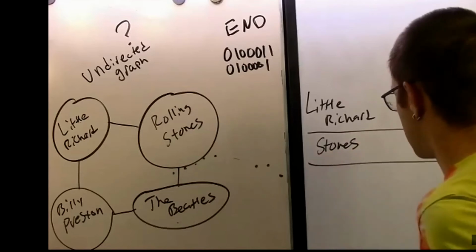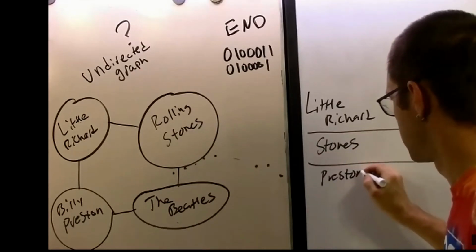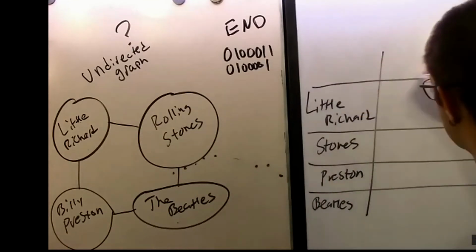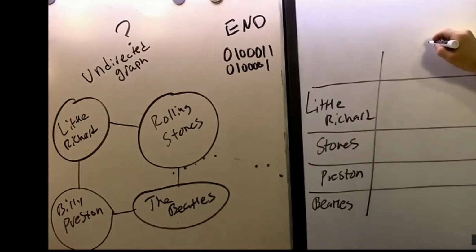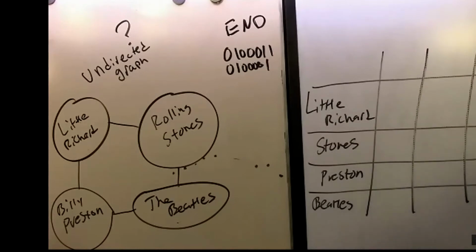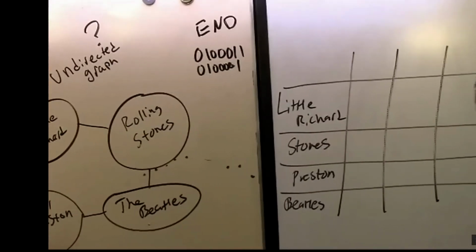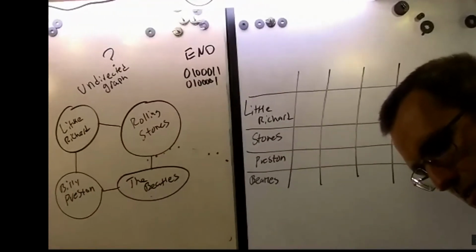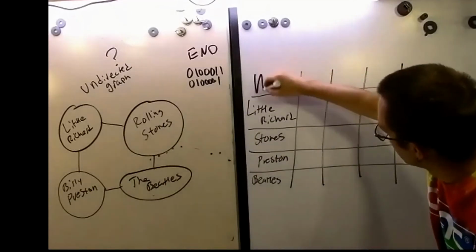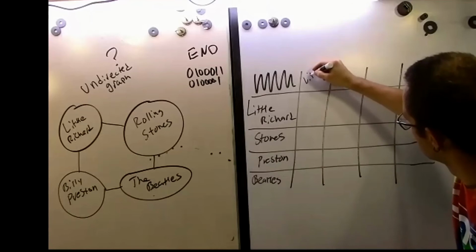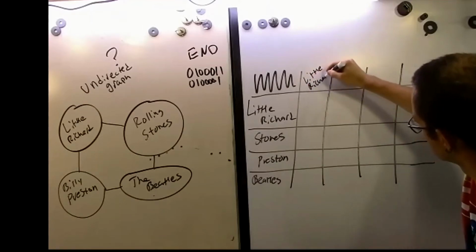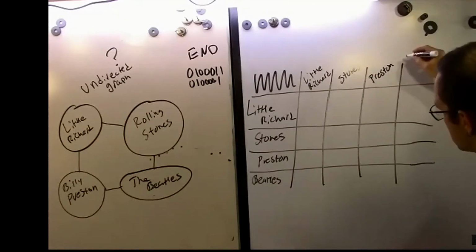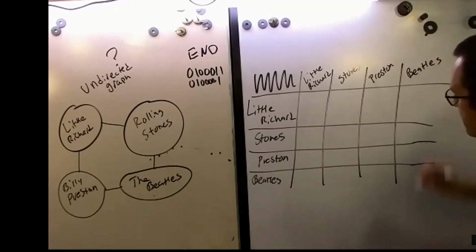Stones, Preston, Beatles. I think this stuff is wicked cool. So then we're going to give each one a column. Can I zoom out anymore? Come on. Yeah. Oh, good. All right. So then this is nothing. Okay.